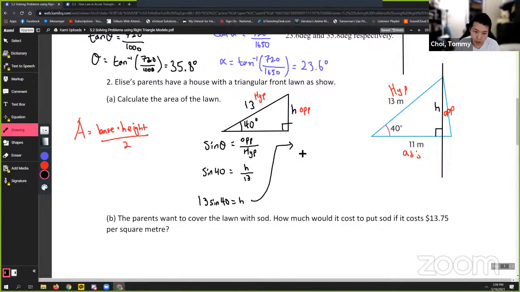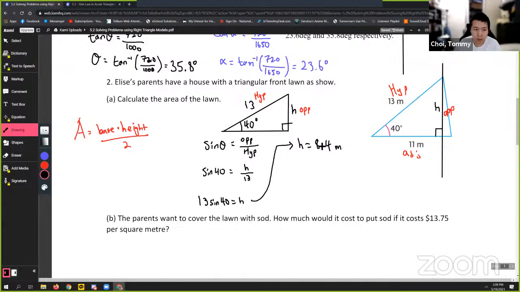So I'm just solving that out now on my calculator here. So 13 sine 40, and I get 8.4 meters, rounded. If you wrote 8.36 or something, that's fine. I'm just rounding it to the first decimal place here.